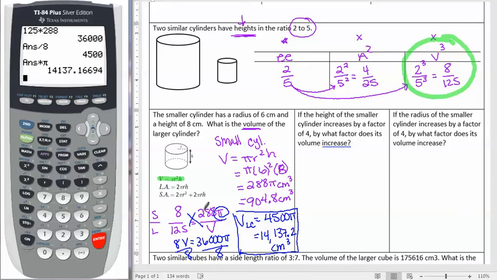We've done this before. The only difference is we actually had to find the volume of the smaller cylinder. They didn't give it to us. Now the next two are kind of a horse of a different color.